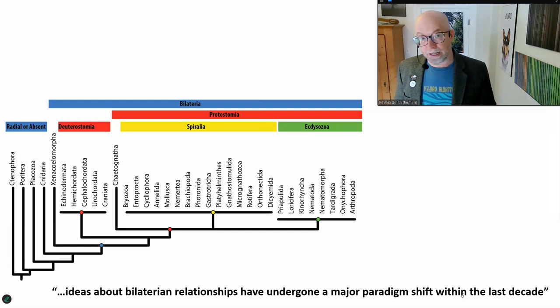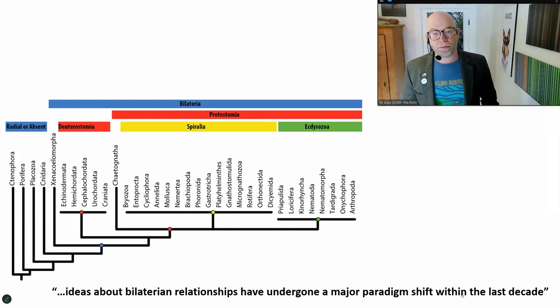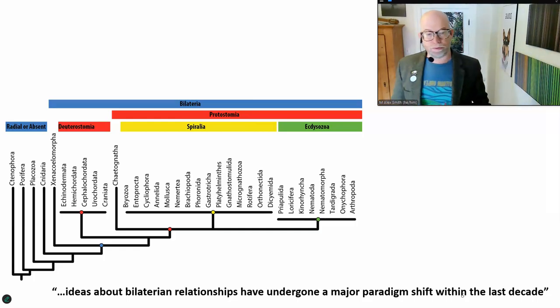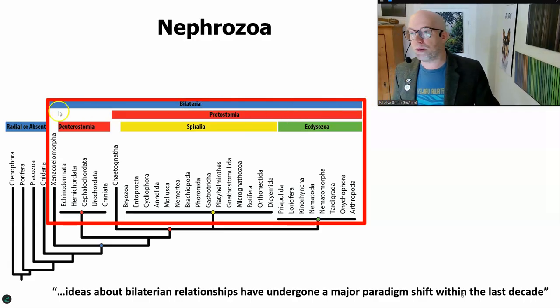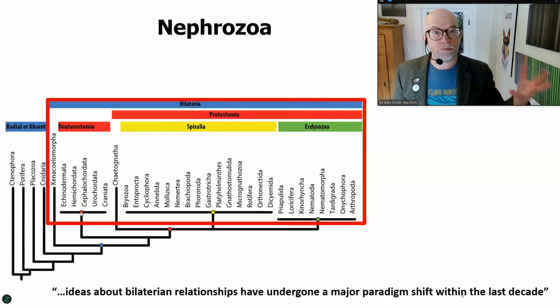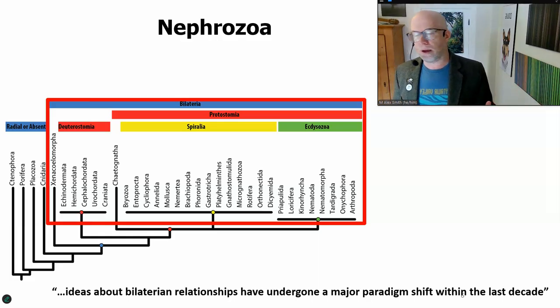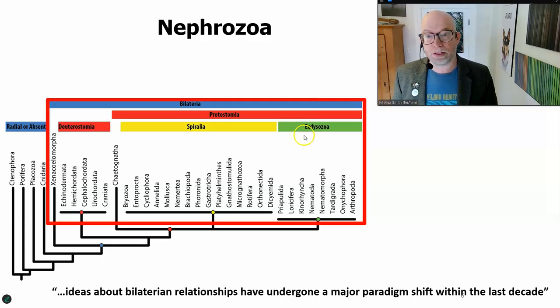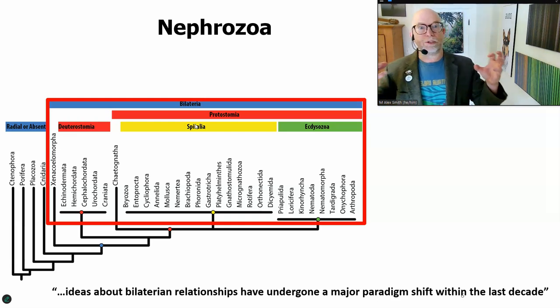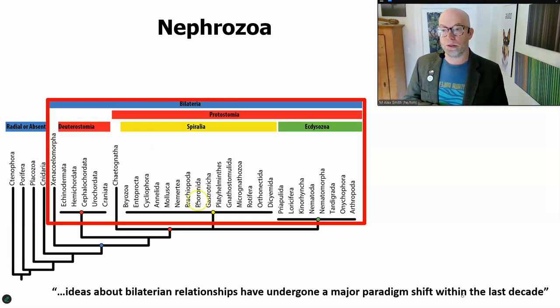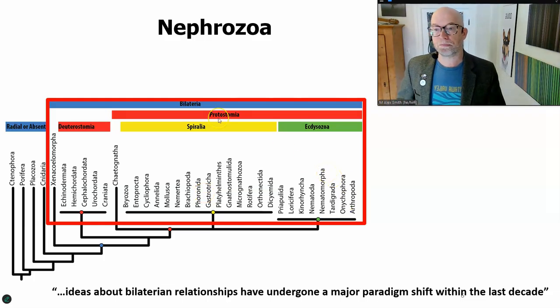So our understandings, as that quote at the bottom says, about bilaterian relationships have undergone a major paradigm shift within the last decade. The bilateria, this big blue box that I just surrounded in red, includes all of the animals outside of corals and other cnidarians, which lots of you are familiar and friendly with. But really this is the majority of the species diversity of life, right? Our bilaterians. So we've got Ecdysozoa and Spiralia as two really species-rich groups, because the spiralians include the mollusks, and the ecdysozoans include the arthropods, and therefore the insects, and they're protostomes.